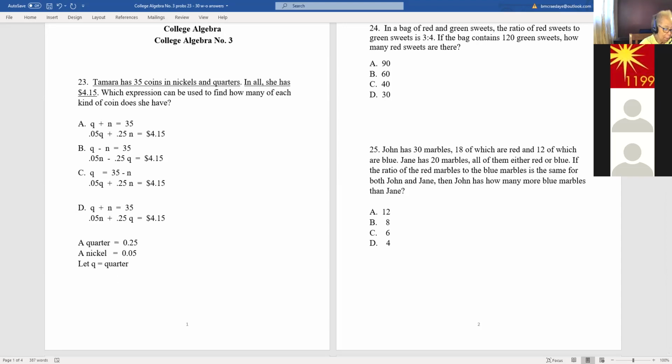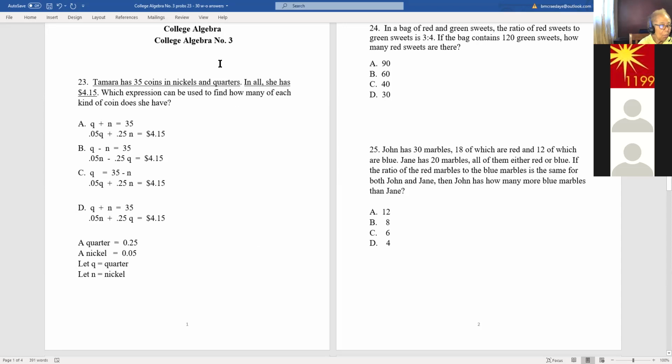and let N equal nickel. So we define our variables. We wrote what a quarter is equivalent to, 0.25 of a dollar. A nickel is 0.05 of a dollar. That's just putting the amount over 100.